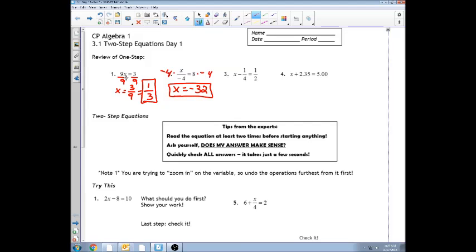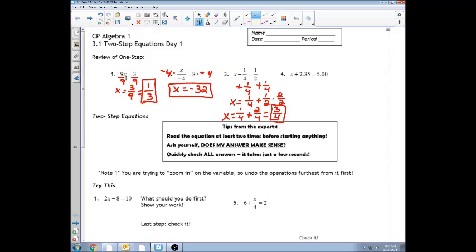Number 3, I have x minus 1/4. I need to do the opposite operation here as well. So I'll add 1/4. That would get me x equals 1/4 plus 1/2. Now, since I'm adding fractions, I need to have a common denominator. The common denominator would be 4, so I would need to multiply this by 2 over 2. So x would equal 1 over 4 plus 2 over 4. That would get me 3 over 4.